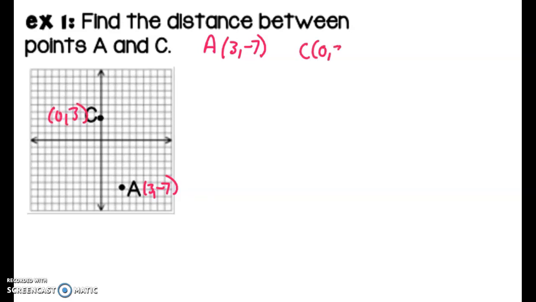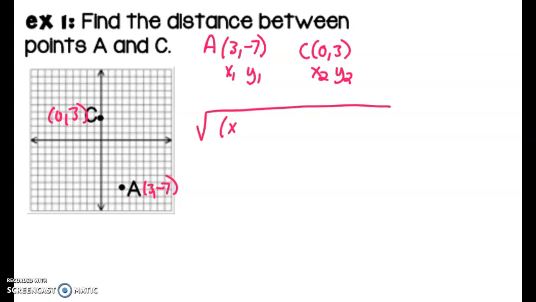So I'm going to now label them x1, y1 and x2, y2. It doesn't matter which one's x1, y1 or which one's x2, y2, just commit and write it down. So now I'm going to go ahead this time and write out the distance formula so we can see where the numbers plug in. So I'm just going to rewrite it. It's on the left side of your foldable. You can see it right there. And we're just going to copy it down real quick.